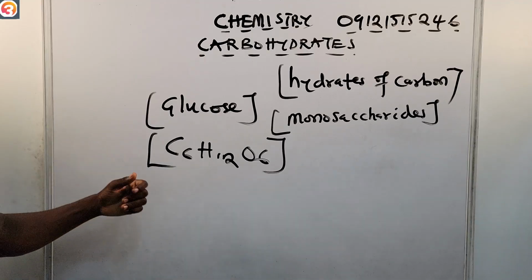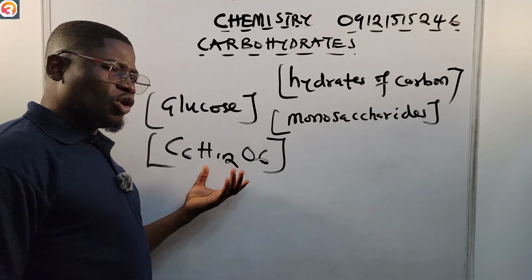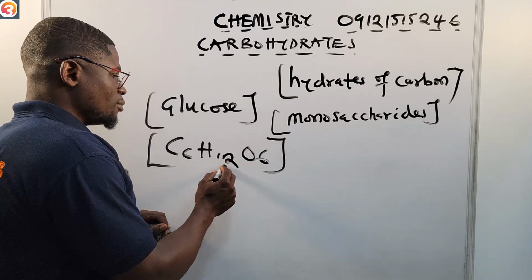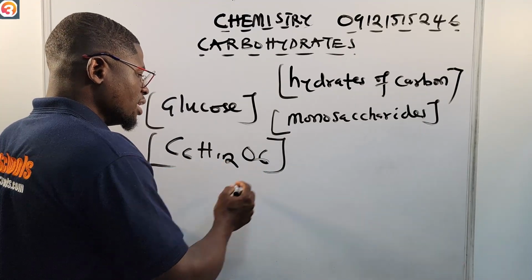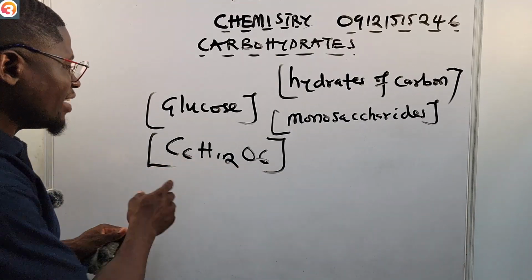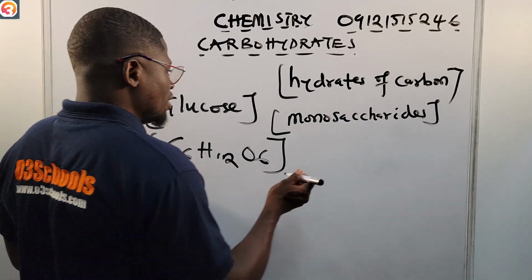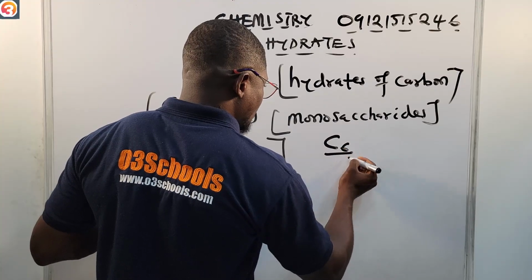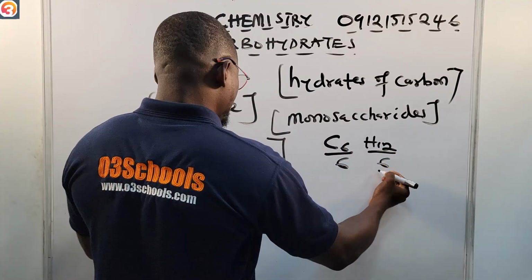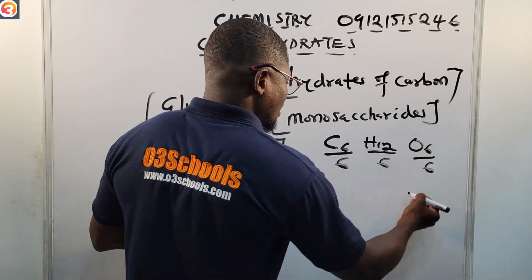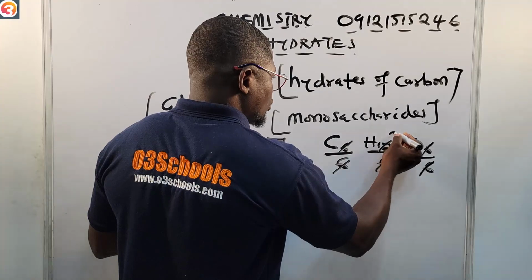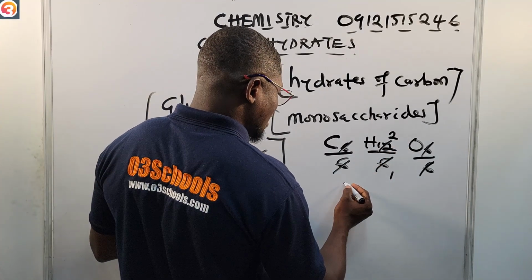Now, if you look for the empirical formula of this glucose, if you divide by 6, as you can see, 6 is common between these three atoms, carbon, hydrogen, and oxygen. So if you divide through by 6, what are you going to have? You're going to have C6 over 6, H12 over 6, O6 over 6. So we cancel 6 here, 6 here, 6 here: 6 over 6 is 1, 12 over 6 is 2. So what I'm going to have is what is left here, C.